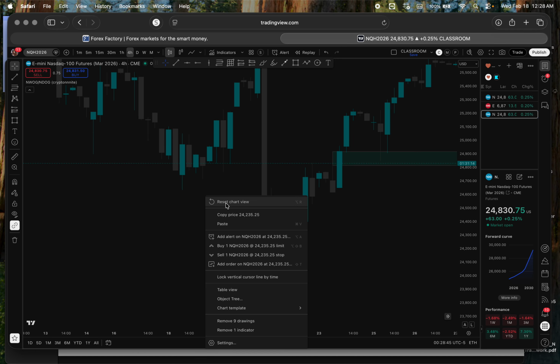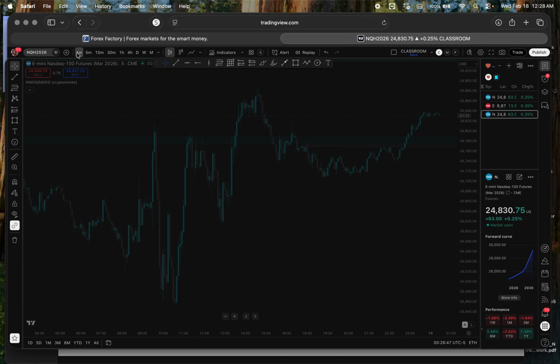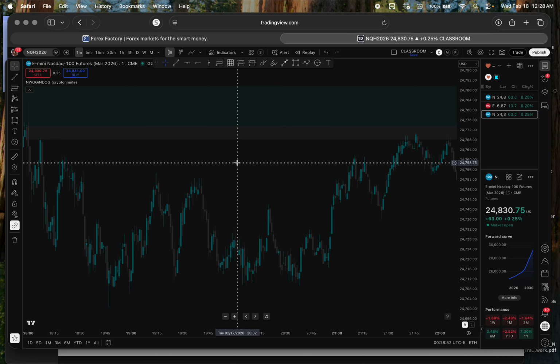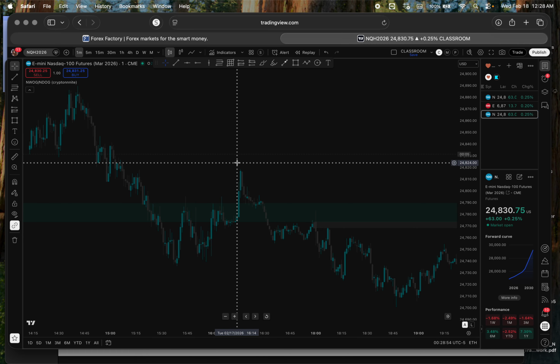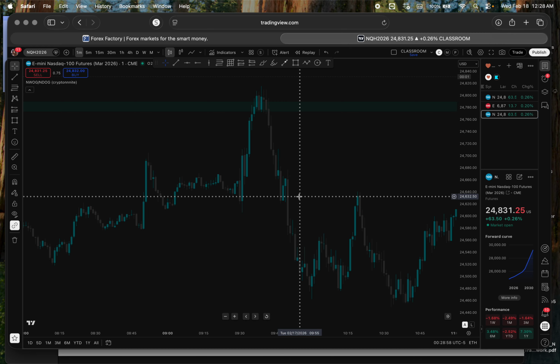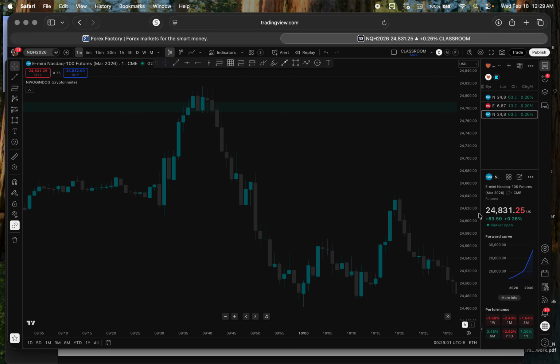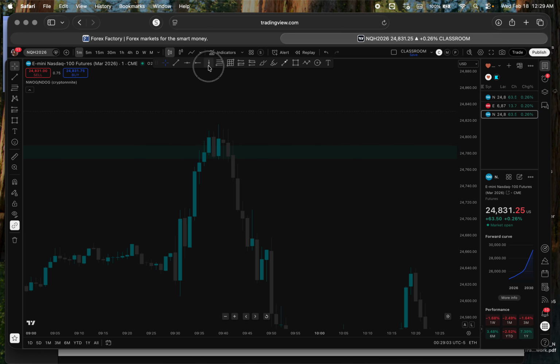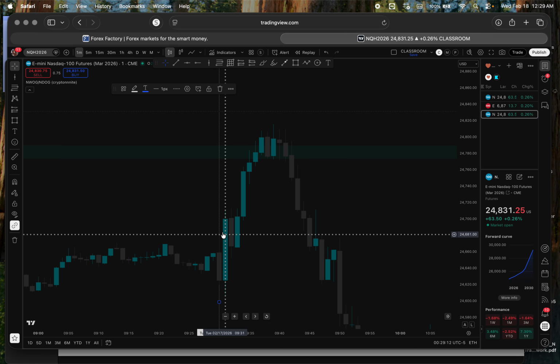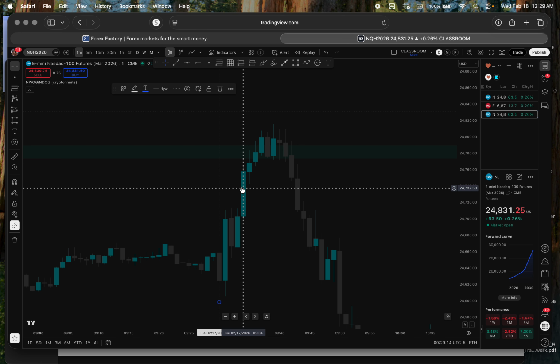Actually, I'm going to reset. I'm going to show you one on the 1 minute, because this morning was just like that. Perfect. This is 9:30, right over here. Okay. Price opens up, it comes up, it comes up. Nice big green candle here.